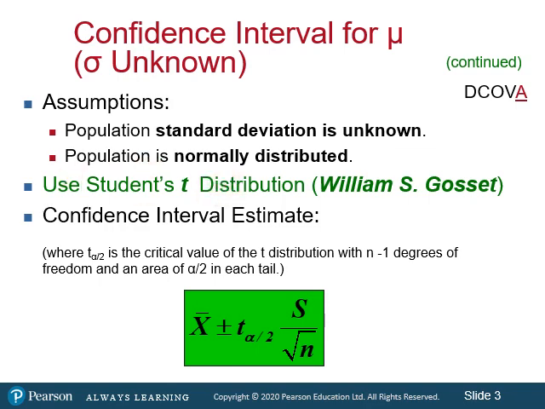Okay, the formula for confidence interval estimate is given in this form. X bar plus minus t alpha divided by 2, S over square root of n, where S is the standard deviation of the sample. If you see, the formula is exactly the same as the formula we used earlier, but the only difference is now instead of the sigma, we are using the standard deviation of the sample.